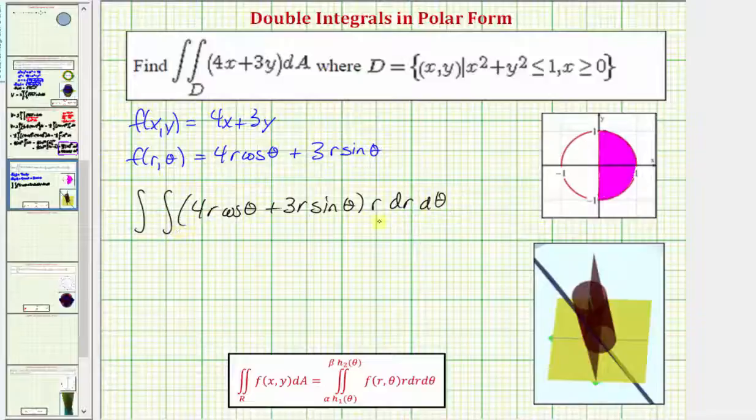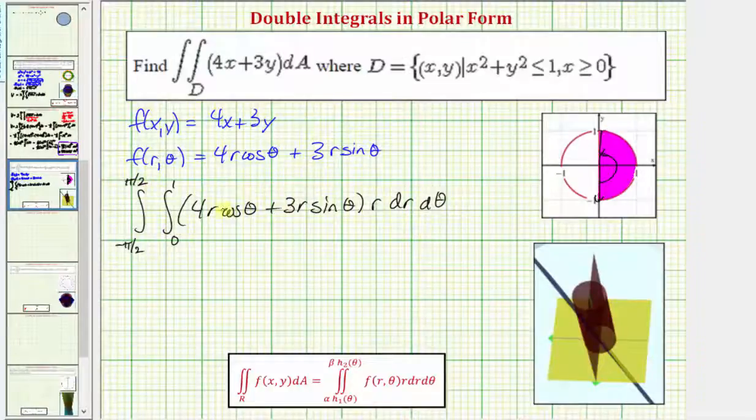Now let's find the limits of integration for r and theta that would trace out this area in the xy plane. So notice how the radius r would be from 0 to 1. And then to trace out this area, we would have to start here at negative pi over 2 radians, and then rotate counterclockwise to here, which is pi over 2 radians. So the limits of integration for theta are from negative pi over 2 to positive pi over 2.